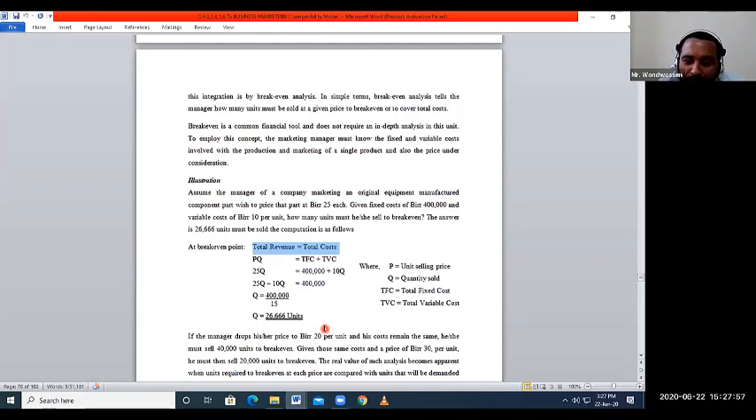break even point ይባላል ማለት ነው። The point at which the total revenue is the same as the total cost. This total cost is a combination of total variable cost and total fixed cost.